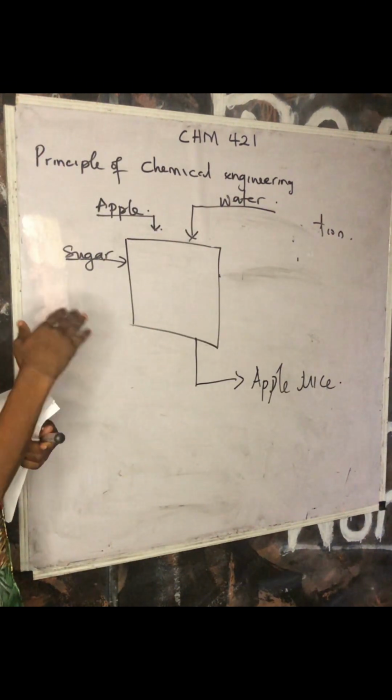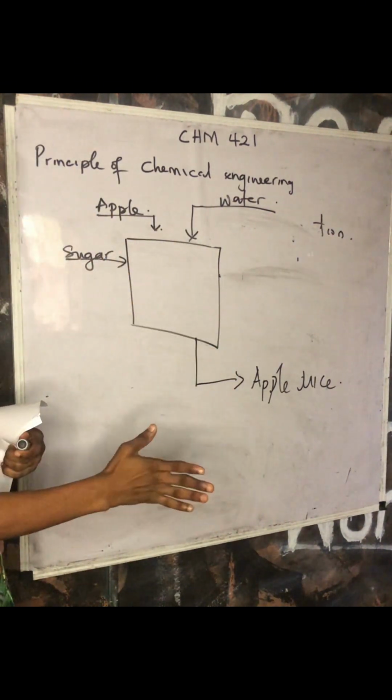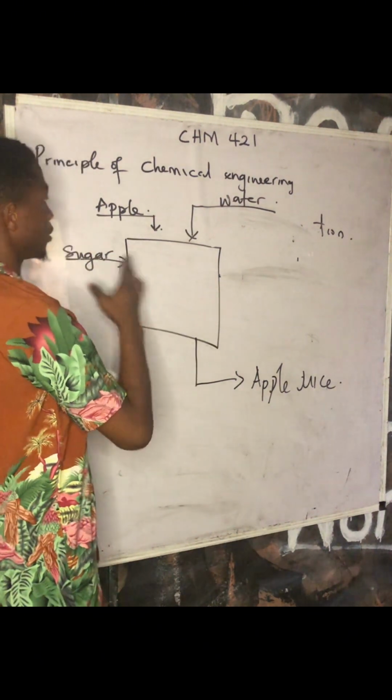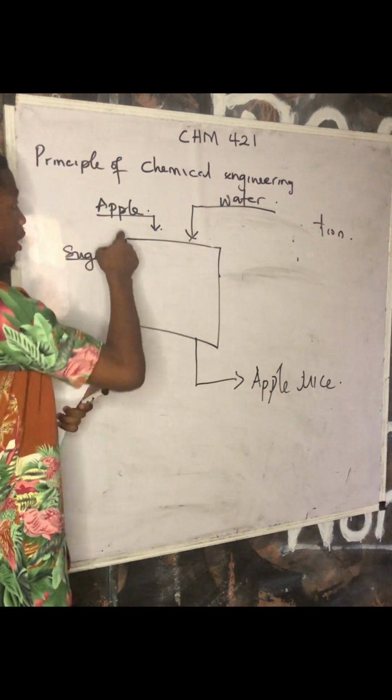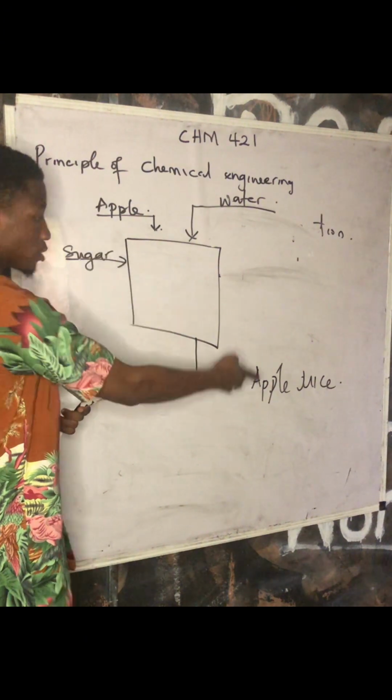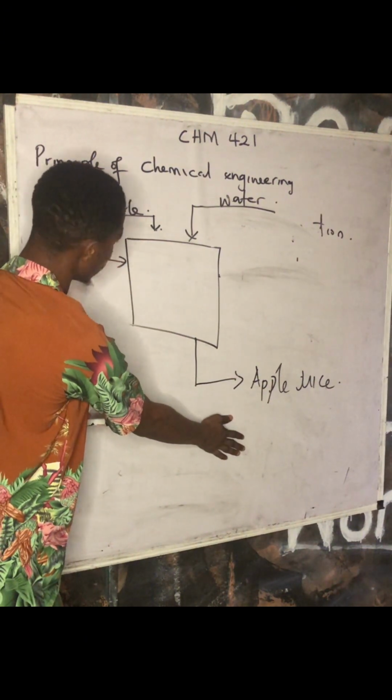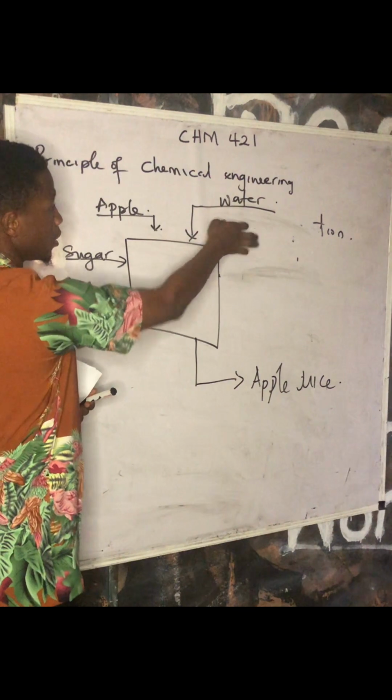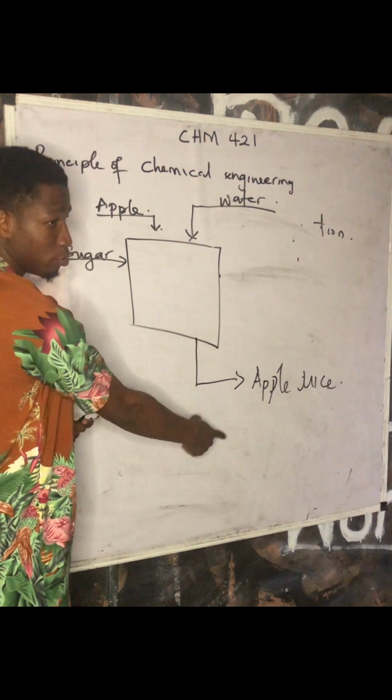So this is a process flow sheet. That's a process flow diagram. Now, if you want to tell the story here, you will say apple. We wanted to make what? Apple juice is the product we wanted to form here. And then we put in apple, then water, and then sugar to make apple juice.